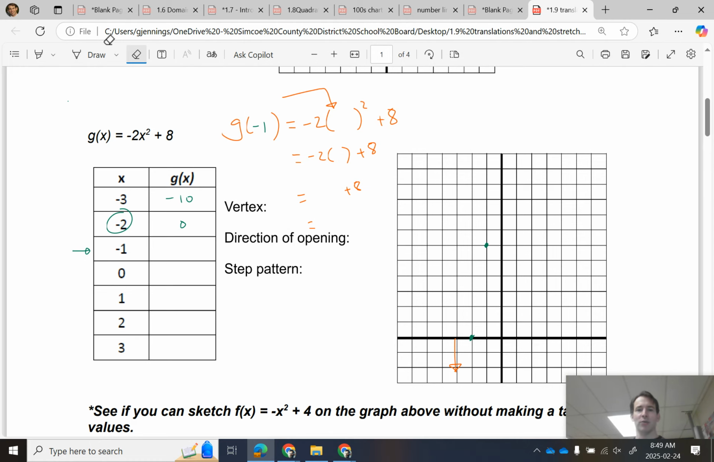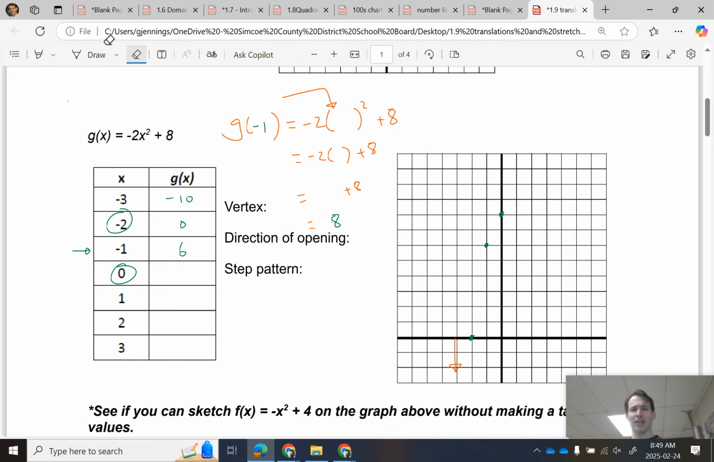Any predictions on where 0 is going to be? This one. 8. Good. I like it. Let's just confirm. 0 squared is 0. Negative 2 times 0 is 0. 0 plus 8 is indeed 8. Cool. Now let's try 1.